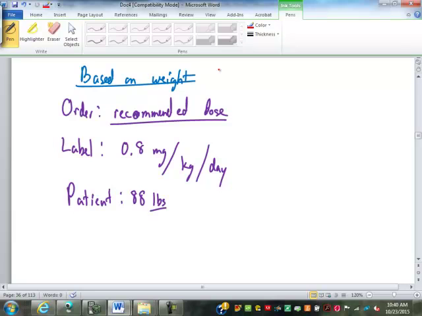So to start these problems, first step is always to make sure we are talking in the same units. This dosage is given in milligrams per kilogram, but our patient is given in pounds. First step then is to convert the pounds to kilograms. How do we do that? To get from pounds into kilograms, we divide by 2.2. There we go. So 88 divided by 2.2 is 40 kilograms for this patient.